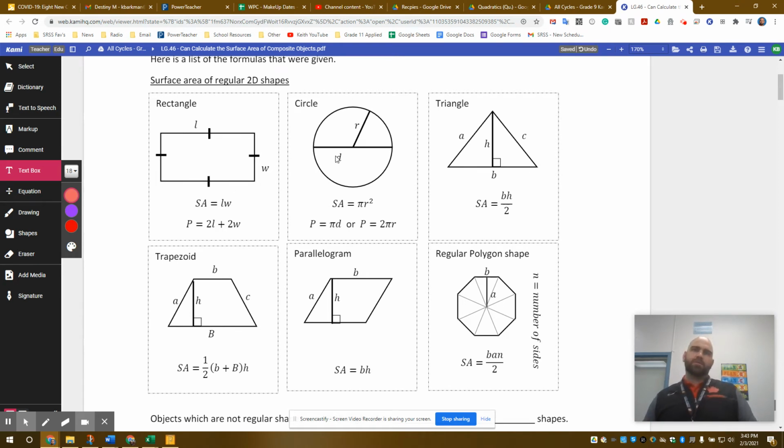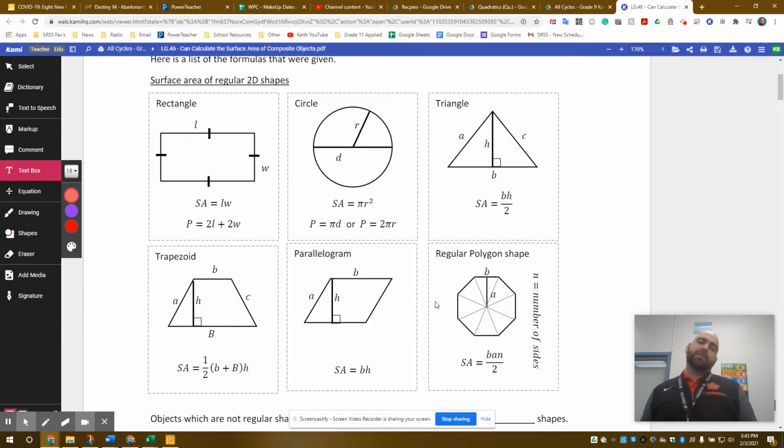We have a rectangle, a circle, a triangle, a trapezoid, a parallelogram, as well as a regular polygon. These shapes all have a nice look to them. They all have given measurements. They're not just a random shape. So these are our regular shapes: rectangle, circle, triangle, trapezoid, parallelogram, and regular polygon.